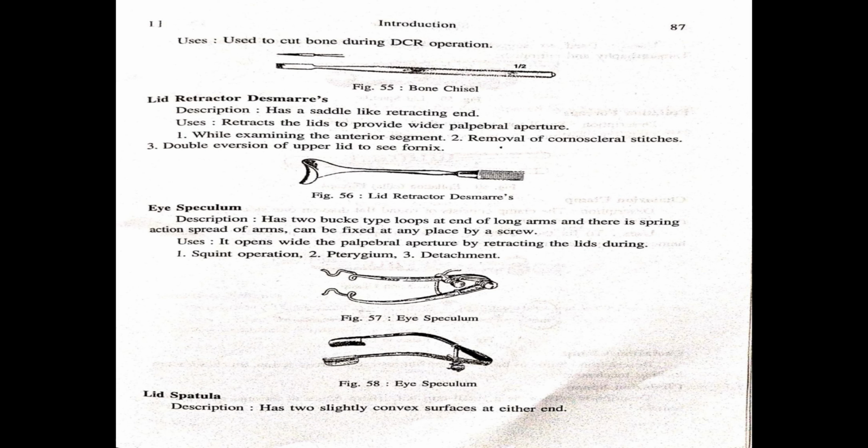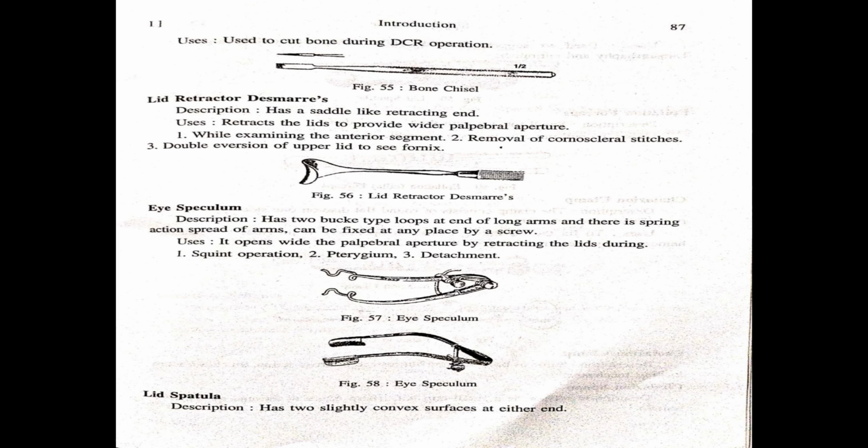Eye speculum. Description: has 2 buck-type loops at the end of long arms, and there is spring action spread of arms, which can be fixed at any place by a screw. Uses: it opens wide the palpebral aperture by retracting the lids during 1. Squint operation, 2. Pterygium, 3. Retinal detachment. Figure 57, eye speculum. Figure 58, eye speculum.